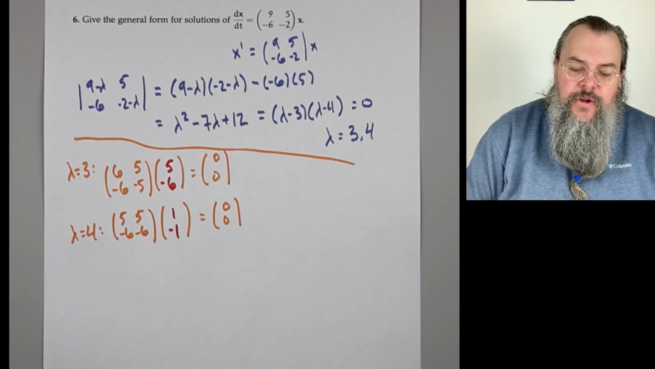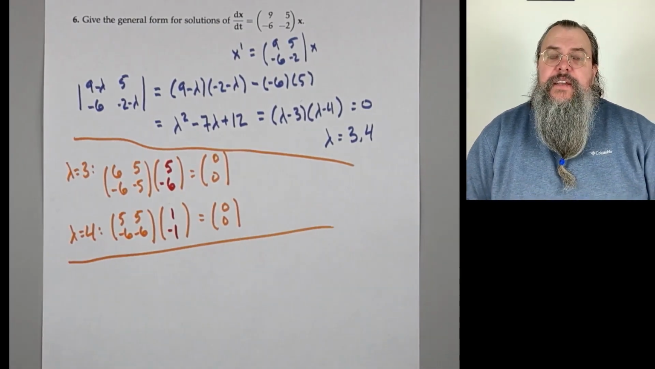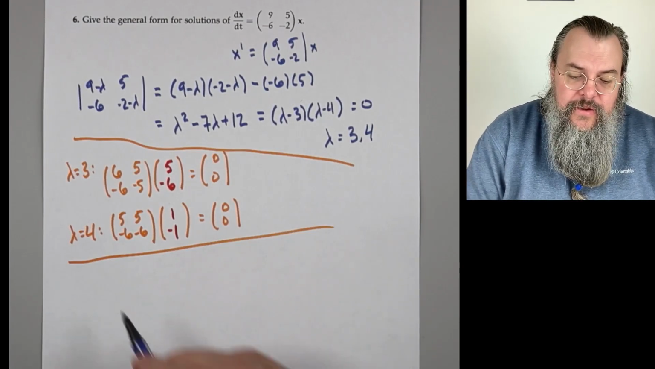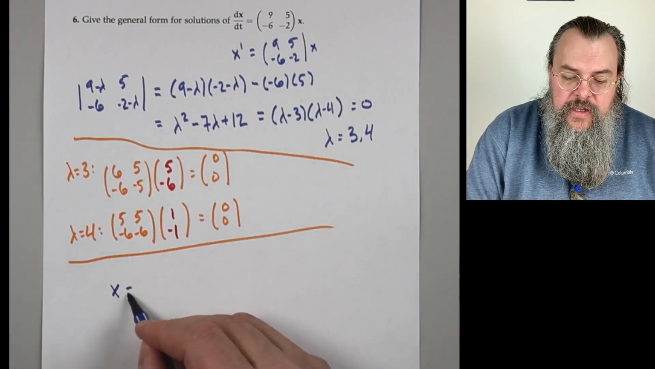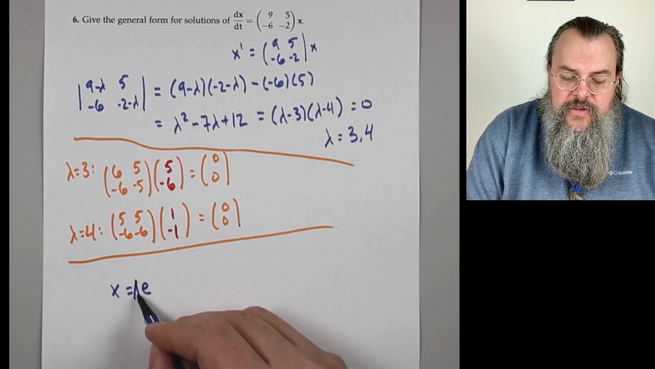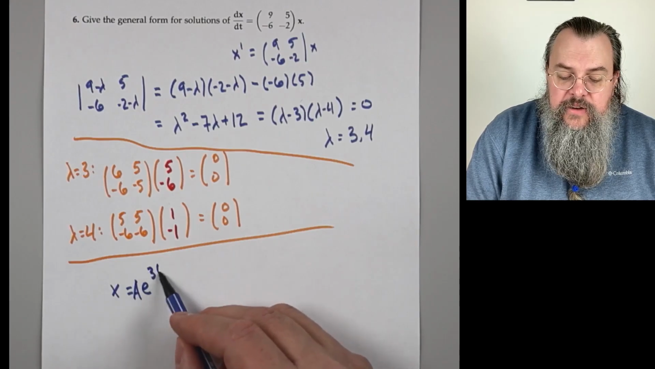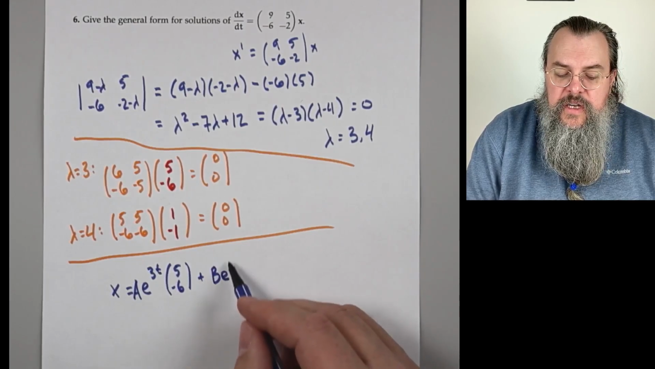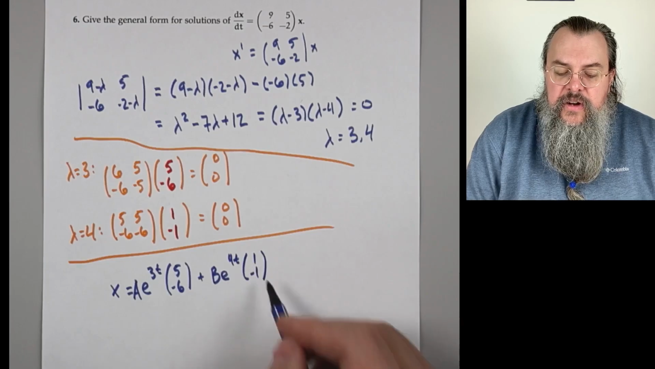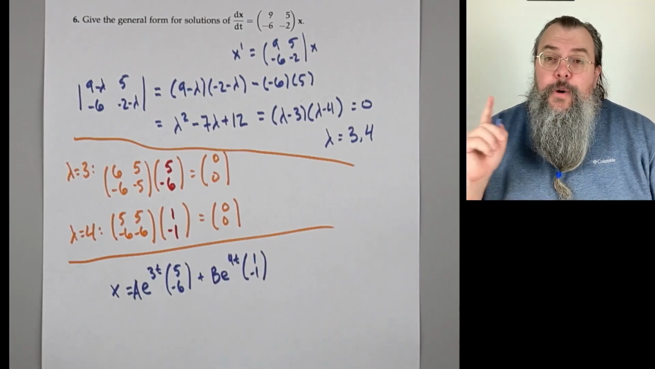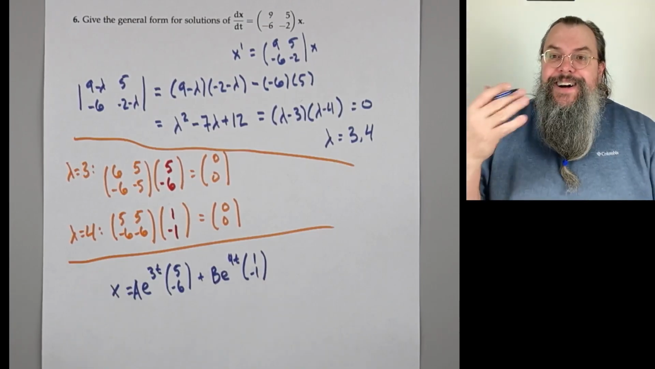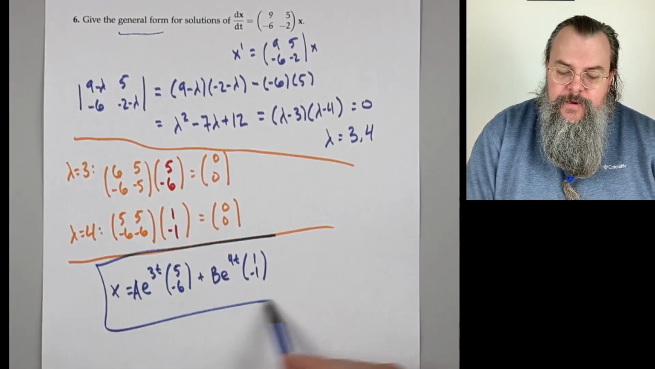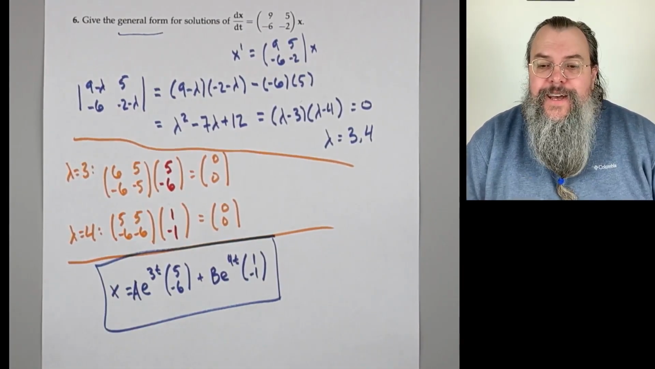Now we say, cool, we've got the eigenvalues, we have the eigenvectors, and so our answer has the following form. Namely, x looks like some constant a, e to the eigenvalue t, eigenvector, plus some constant b, e to the eigenvalue t, eigenvector. Okay, now that's the general form. Woohoo! Nice! Which means we're done. That's it. That's our answer.